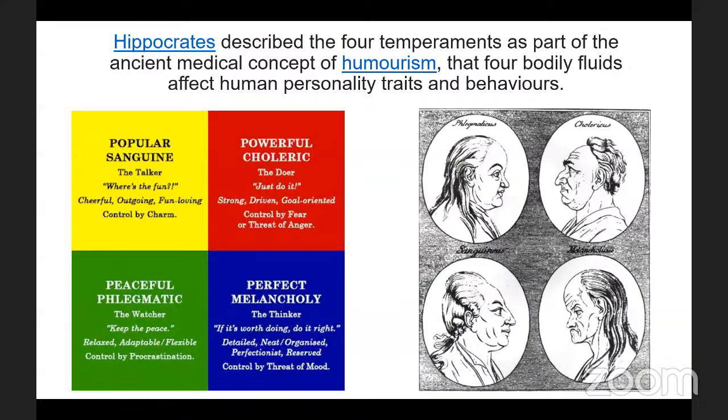Peaceful phlegmatics. They are the watchers. They say, keep the peace, maintain status quo, relax. They are relaxed. They are adaptable. They are flexible. And they control others by procrastination. This is the classification given by Hippocrates, very recently. Now let us go deeper into the classification given by Ayurveda long back.